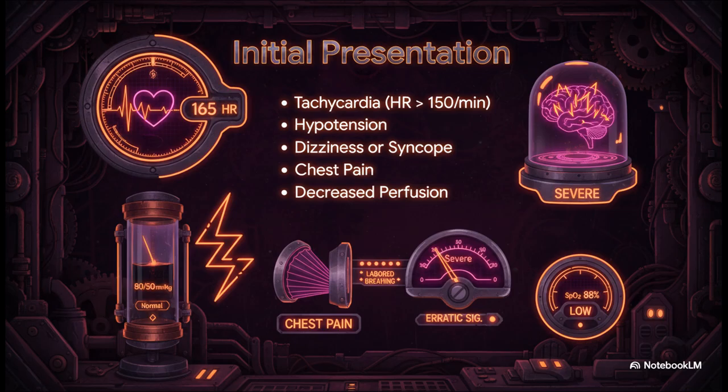The low blood pressure, the dizziness, the trouble breathing, they're not separate problems. They're all because the heart is beating so fast it can't actually pump any blood. The body is literally starving for oxygen. This is the textbook definition of an unstable patient.